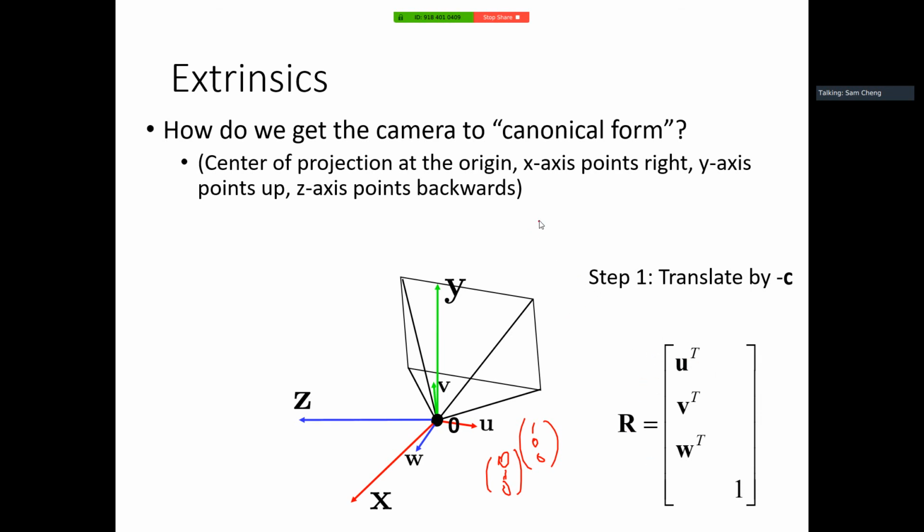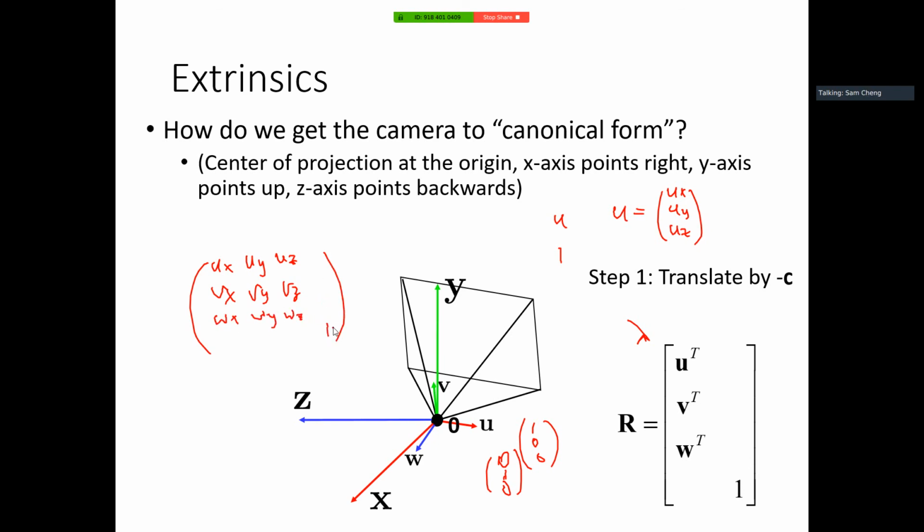For this rotation, let's say I multiply by this direction u1 here. By the way, this u is actually a vector itself, probably like ux, uy, and uz, something like that, right? So therefore this matrix here is more like ux, uy, uz, and vx, vy, vz, and wx, wy, wz, and 1 here.